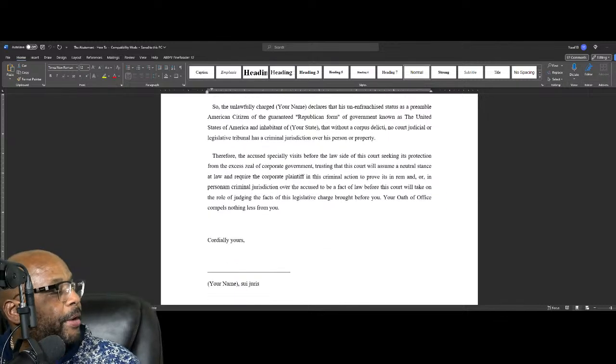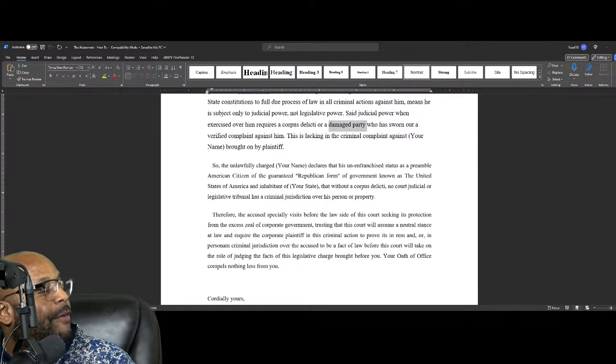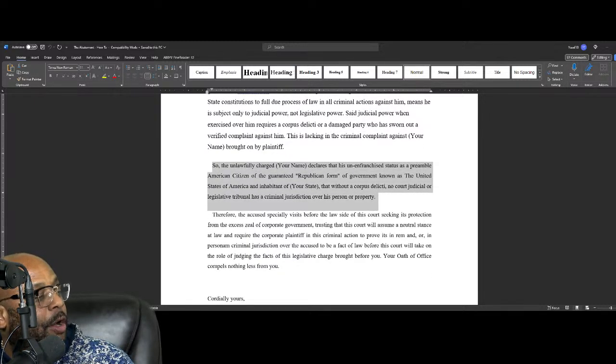All right, so right here, yeah, I think I got that. I think that did it right there. Yeah. So this paragraph right here, this next paragraph, this is a dope paragraph.